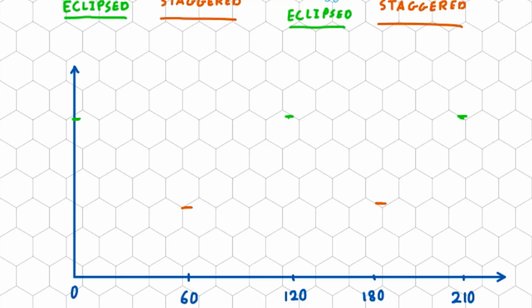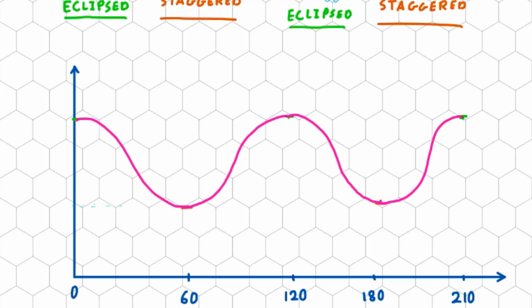Once you rotate a staggered structure 60 degrees, it's going to go back to eclipsed. So it's going to have the same potential energy as the first and third structure. So in between, as you see, I'm going to draw it with a pink line. This is a trend of potential energy as you rotate the conformers.